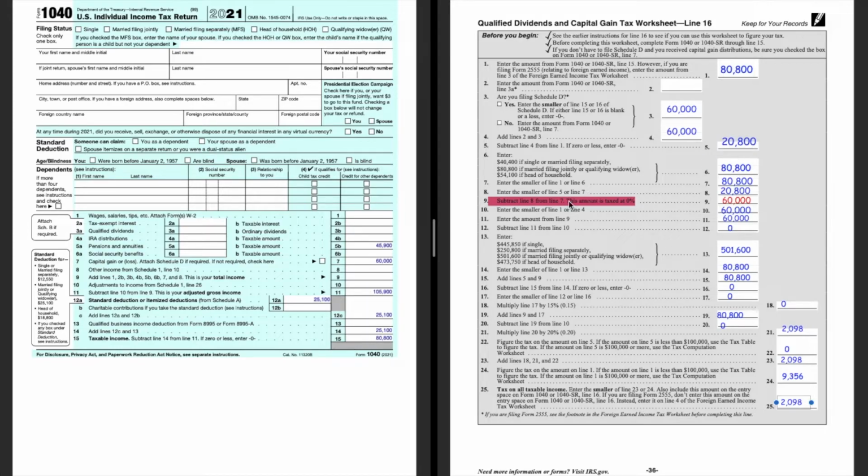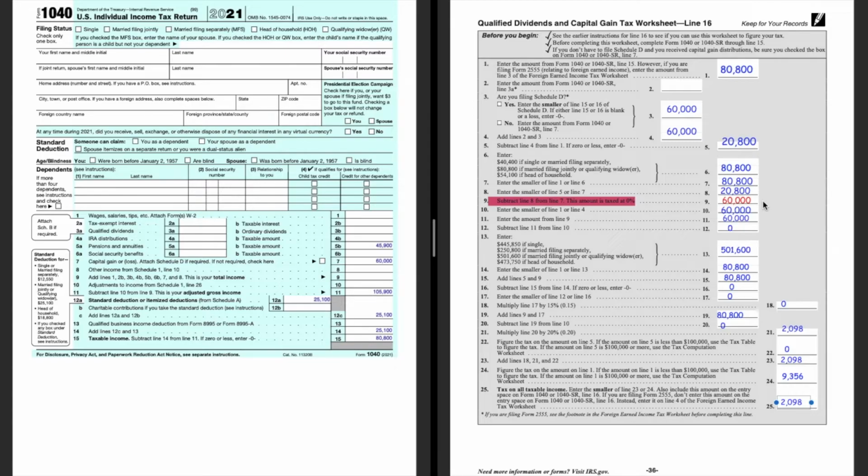This number is exactly the withdrawal from the 401k minus the standard deduction, which would give you $20,800. Then this amount is going to use the ordinary income tax rate to figure out the tax, which is $2,098. So eventually you would get this number, that's the total amount of tax they have to pay. Then you can see the $60,000 long-term capital gain is tax free.